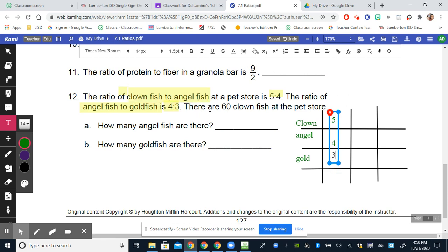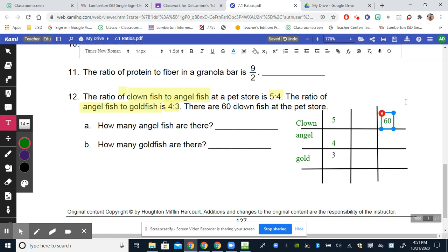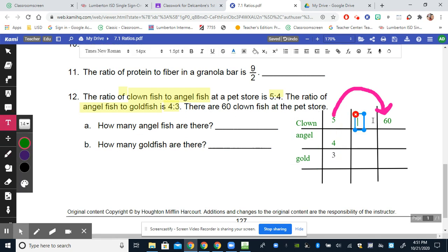Now, there are 60 clownfish at the pet store. So 60 is going to go right here. So now I've got to think to myself, what did I do to 5 to get 60? Ask yourself that question. What did I do to 5 to get 60? Well, if I know my math facts, I know that that's multiplying by 12. And since ratio is a multiplicative comparison, you have to multiply everything by that number. So we need to multiply all of these by 12 because it's basically 12 times the original ratio.